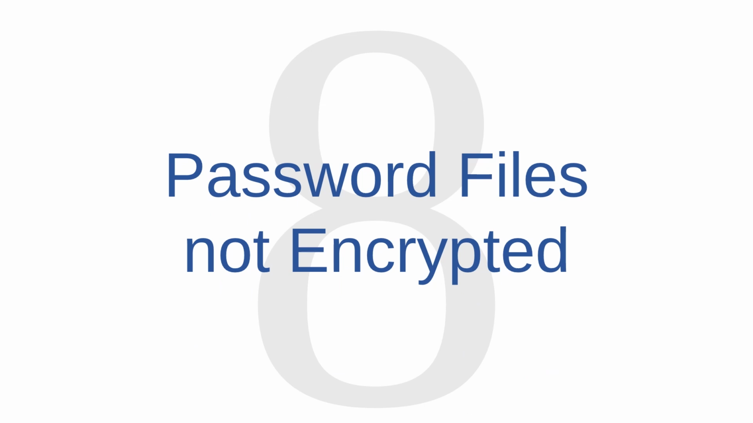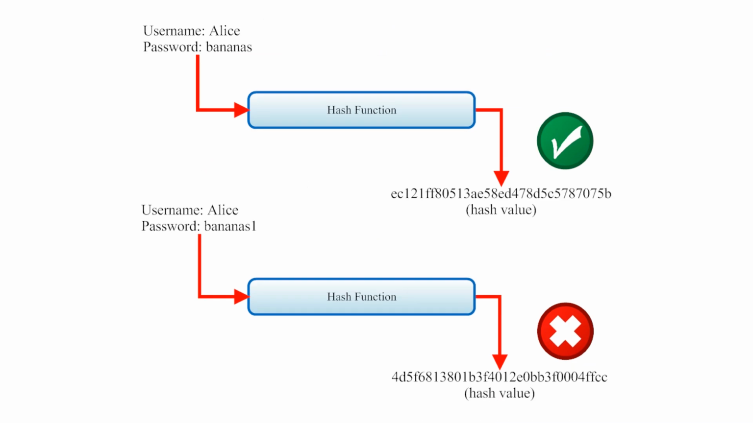Password threat number 8 is password files that aren't encrypted. In a previous lesson, I discussed the encryption of password files. In order to keep lists of user passwords safe, companies will normally encrypt them using an irreversible algorithm called a hash function. However, it turns out that not all companies hashed their passwords.